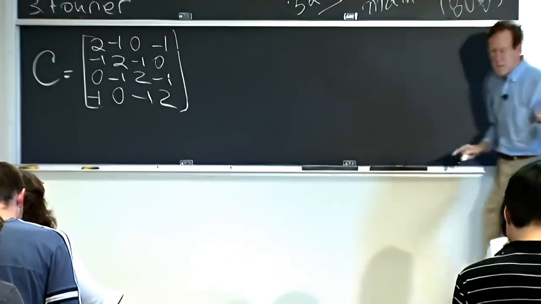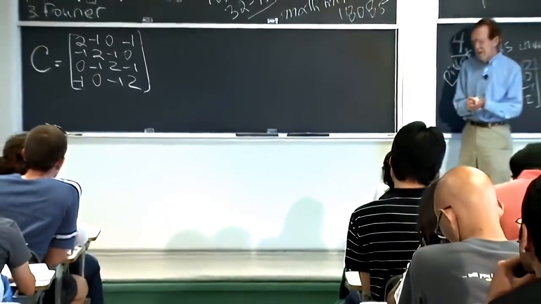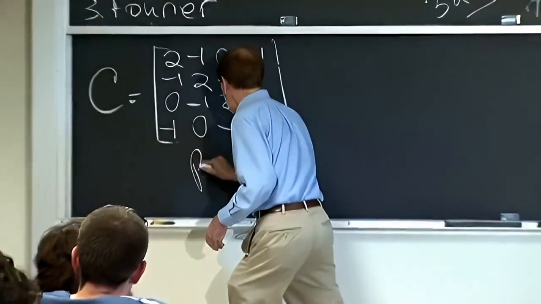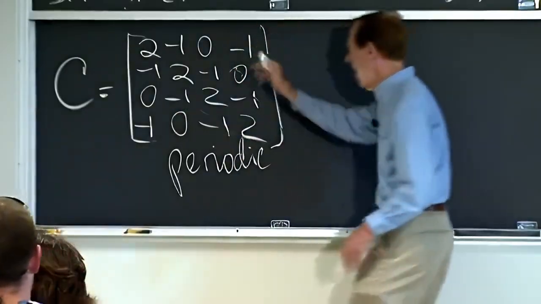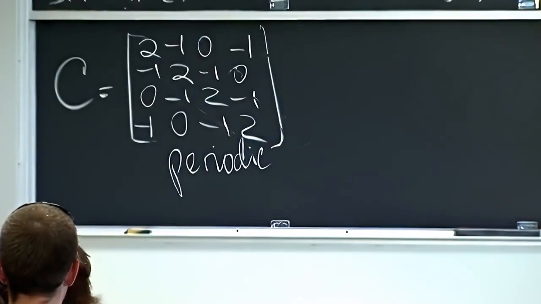And you use the word periodic. Now for me, that's the periodic matrix. That matrix C, a circulant matrix, comes from a periodic problem because it loops around. It's sort of like number 0 is the same as number 4.